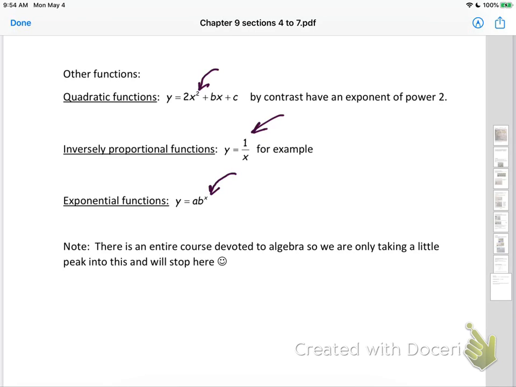Okay? So that's the end of this section, and that's the end of this course. So I hope this was helpful for you. I want you for this section to focus on the strip diagrams. They are important, and focus on the sequences. Be able to create an arithmetic and a geometric sequence.